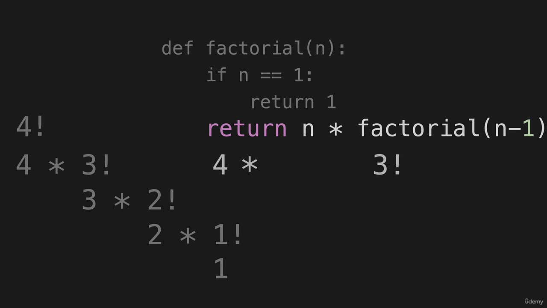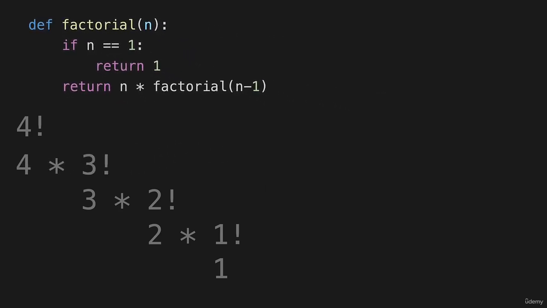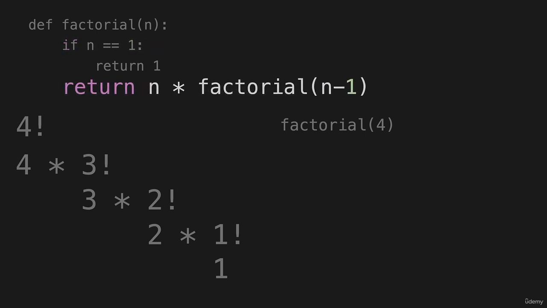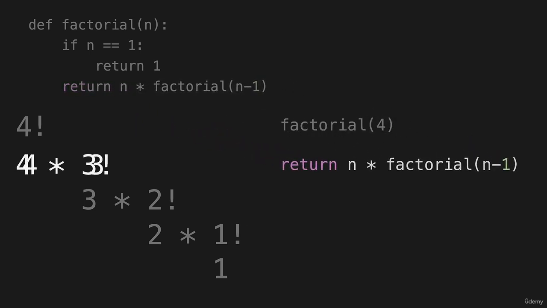So in this first iteration, it would look like this. We're going to return n, which is 4, times factorial of n minus 1. N minus 1 would be 3. So let's move this function up to the corner like this, and we'll walk through this. So first we have factorial of n. N is equal to 4 to begin with. And we'll say, is n equal to 1? Well, obviously it's equal to 4, so it's not 1. So we will return n times factorial of n minus 1.